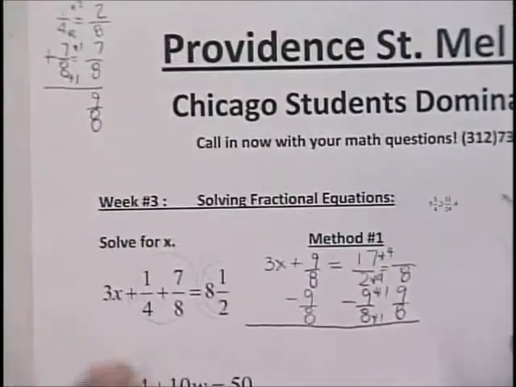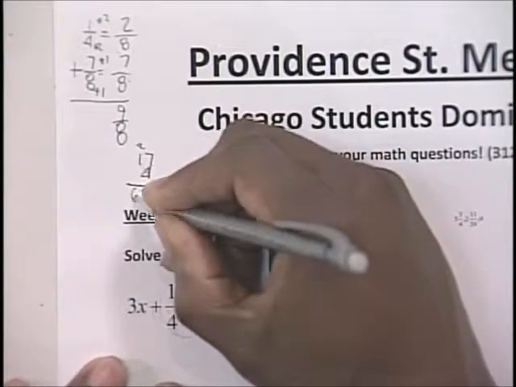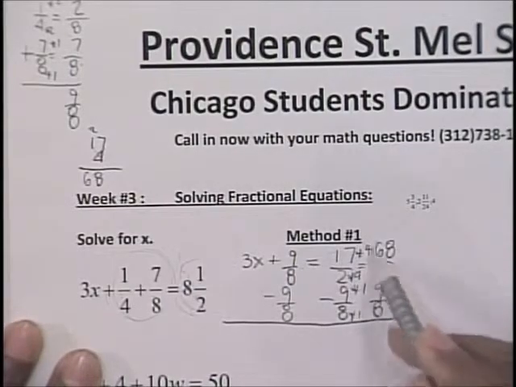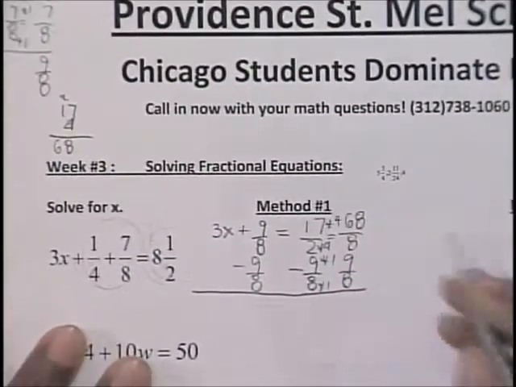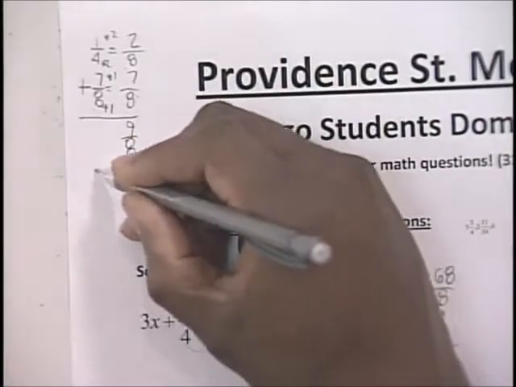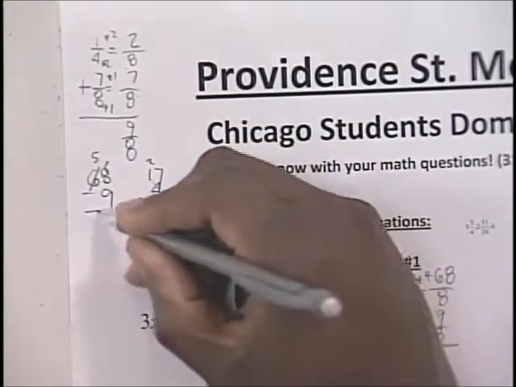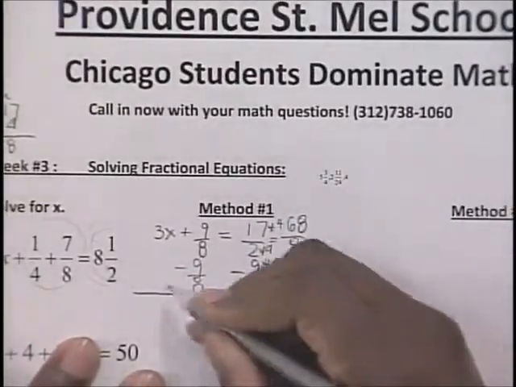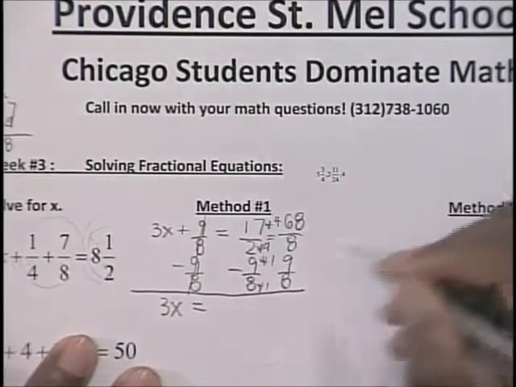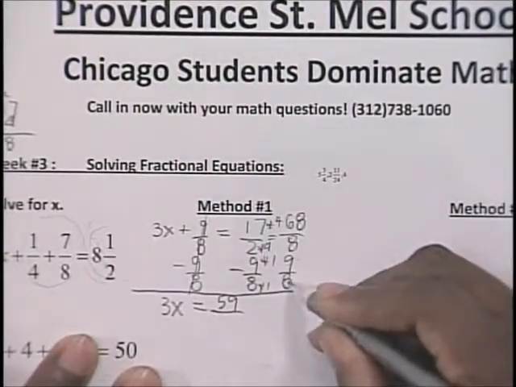And 17 times 4, let's show the work. 17 times 4, you get 28. Carry the 2, you get 6, 68. All right, there's no difference between 17 over 2 and 68 over 8. It's the same value. Now you're going to subtract 68 minus 9. Let's show the work. 68 minus 9, you get 59. All right, so what we have is we have this canceled. We're left with 3x is equal to 68 minus 9, which is 59 over 8.